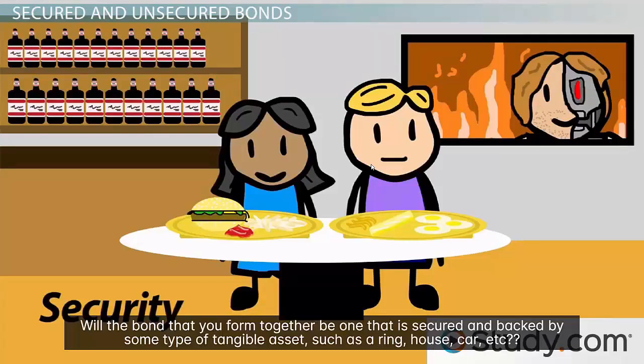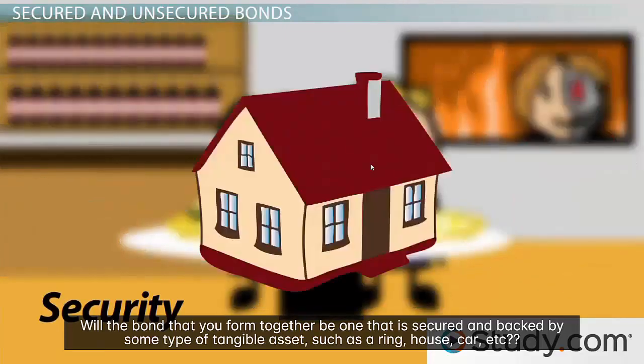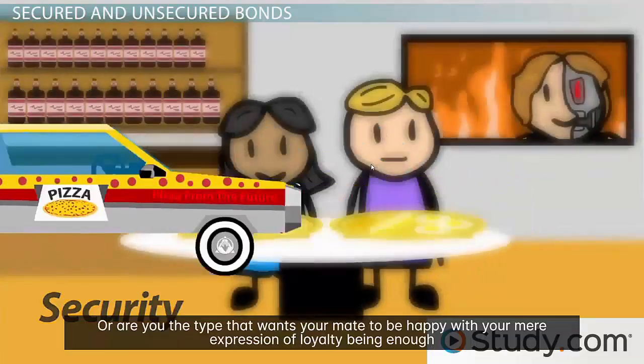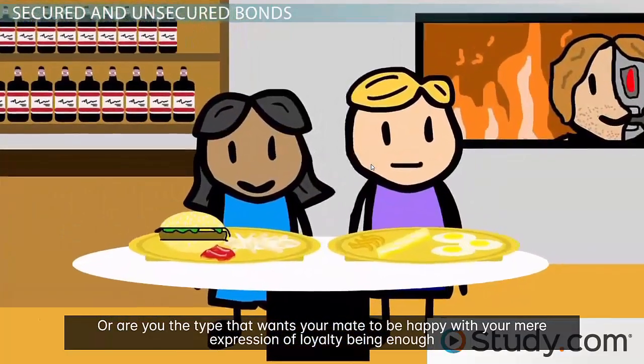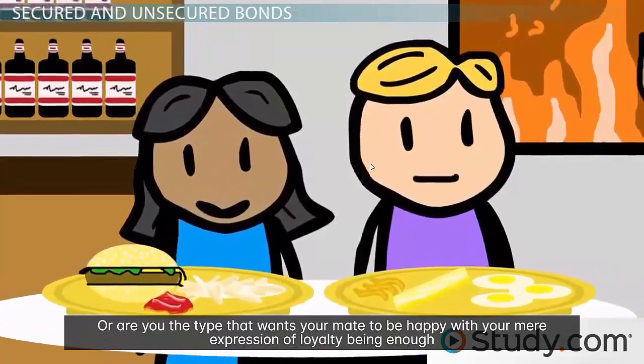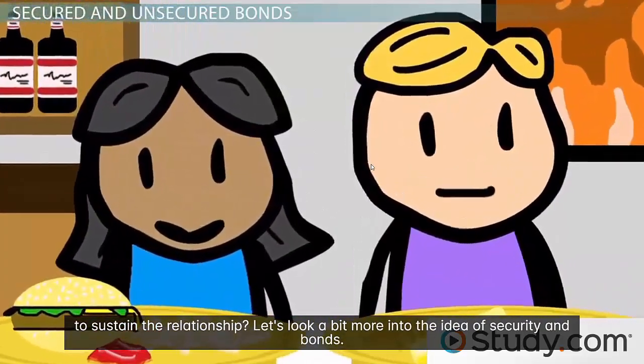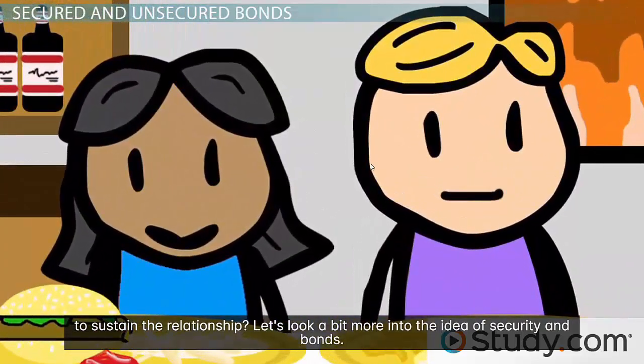Will the bond that you form together be one that is secured and backed by some type of tangible asset, such as a ring, house, car, etc.? Or are you the type that wants your mate to be happy with your mere expression of loyalty being enough to sustain the relationship? Let's look a bit more into the idea of security and bonds.